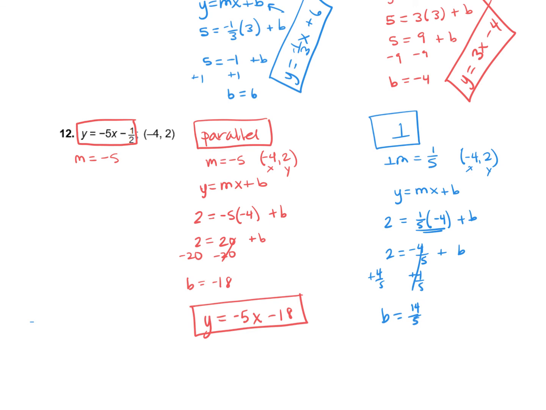Let's make sure we use the improper fraction of 14/5. So our final answer, the equation of a line that's perpendicular to the line they gave us, is y equals, our slope is 1/5, the x goes with that, and the y-intercept we found to be a positive, so plus 14/5.